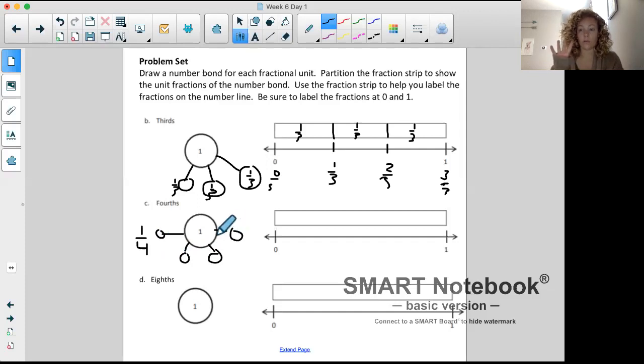All right, 4 equal parts for fourths. In order to partition this into 4 equal parts, I need to draw 3 lines. I know one's going to go right in the middle, and then one is going to go each side like that. All right? And label each of these 1/4, 1/4, 1/4, and 1/4. And then down here, same thing, fourths, fourths, like that. This is 0/4.